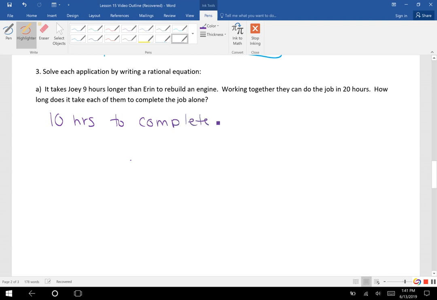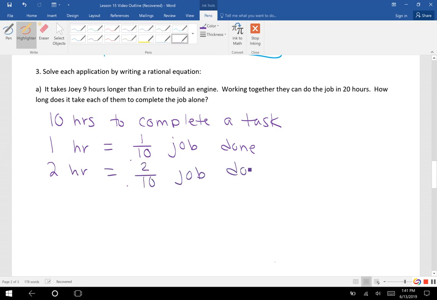Okay, whether that task is building an engine or mowing the lawn, whatever it is. If it takes 10 hours to complete the job, that means in 1 hour, you should be able to get 1/10 of the job done, right? And then in 2 hours, you should be able to get 2/10 of the job done. So in X hours, we should be able to get X/10 of the job done. And so that's kind of the idea that we're going to use to build our equation.